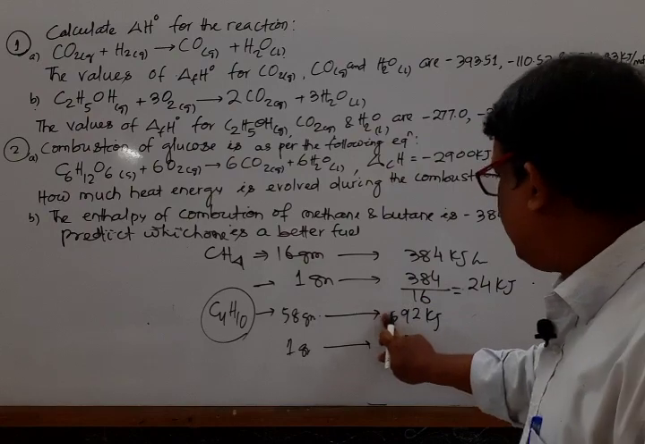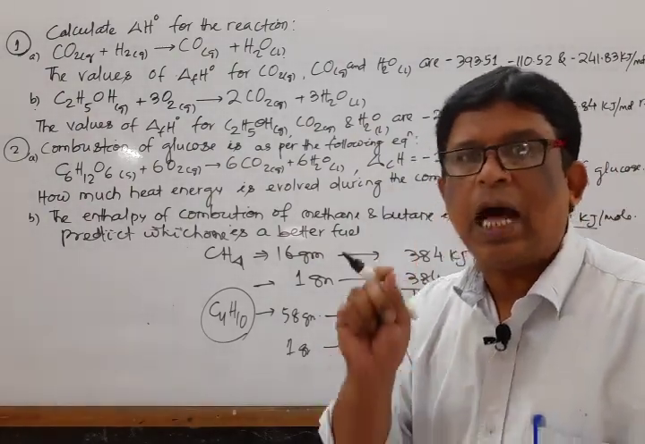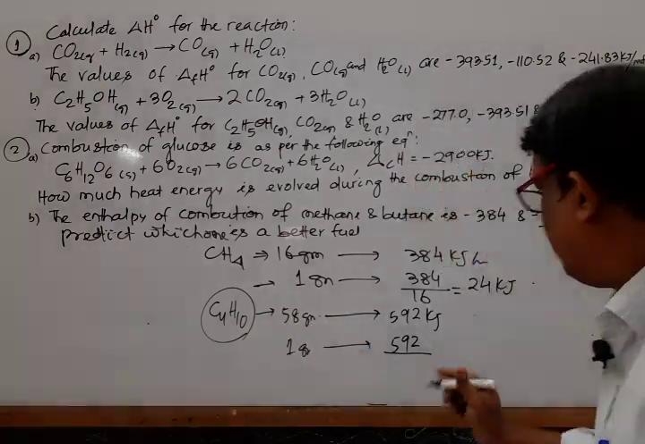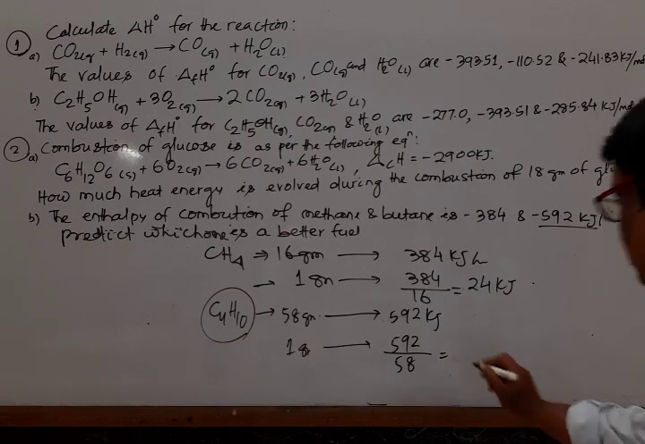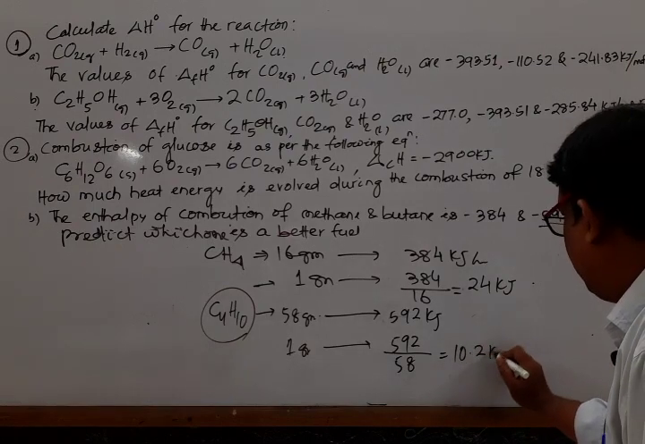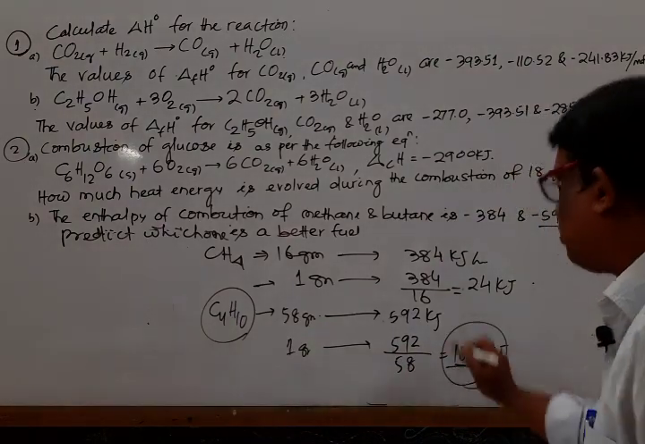One important thing to remember is that here the negative sign has no meaning. The negative sign means that the amount of heat evolved is equal to 592 divided by 58. On solving, this value is nearly equal to 10.2 kilojoule. Mark that for 1 gram of butane, this is the amount of heat evolved.